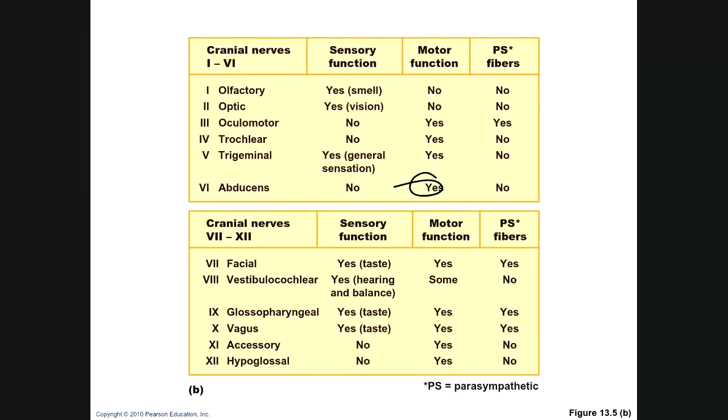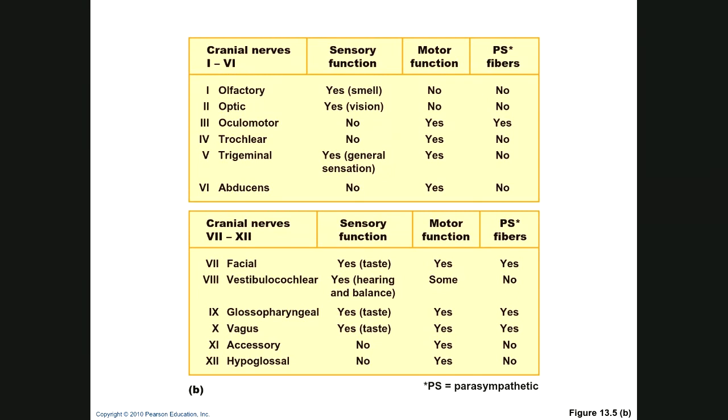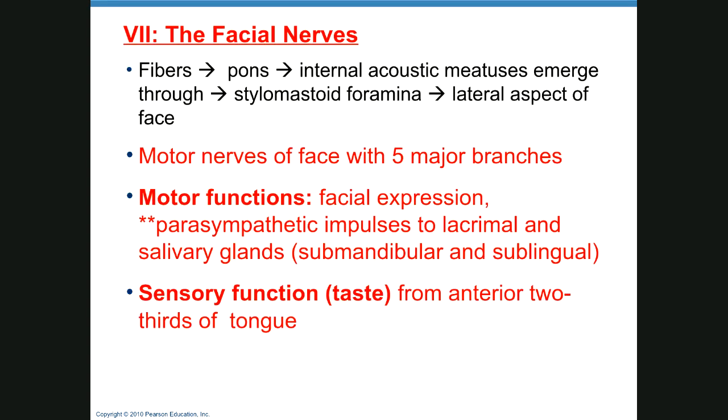Number 7 is called facial, and facial is a mixed nerve. So it has sensory and motor functions, and it is a parasympathetic nerve. So we've had oculomotor as parasympathetic. The next one is facial, which is also parasympathetic. It's a mixed nerve, so it has a motor function and a sensory function. The sensory function involves taste from 2/3 of the tongue, gustatory information.